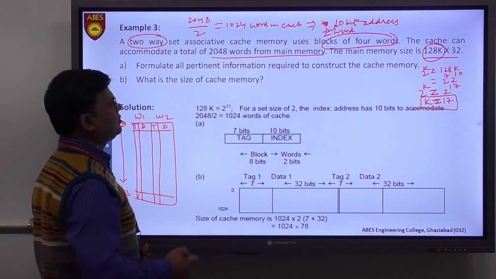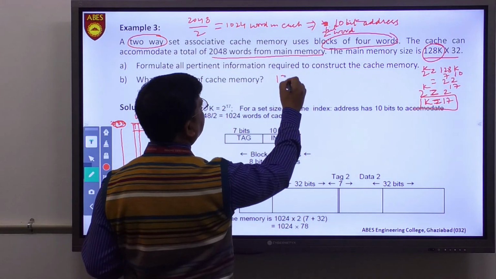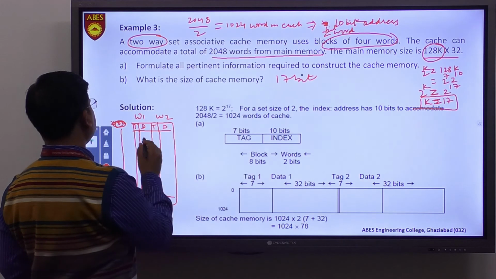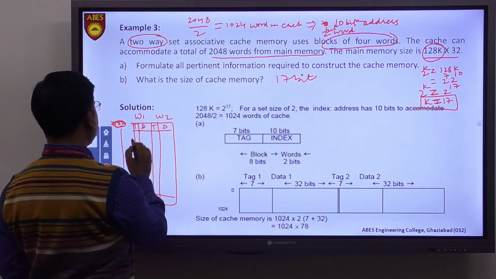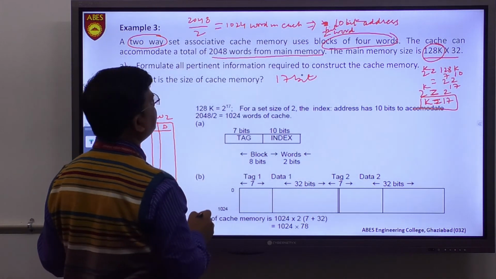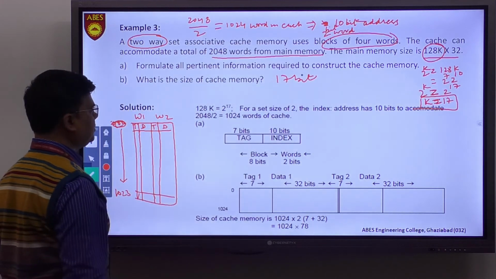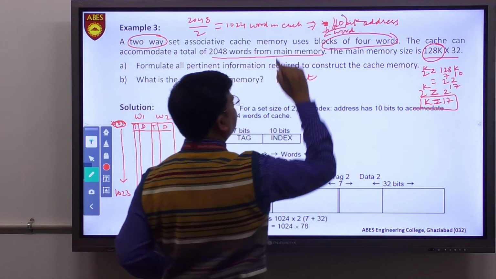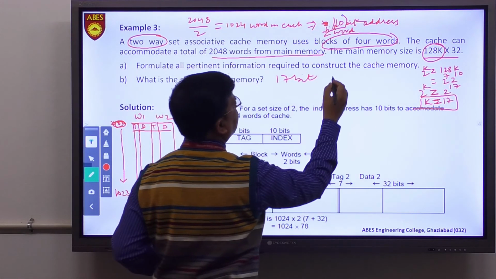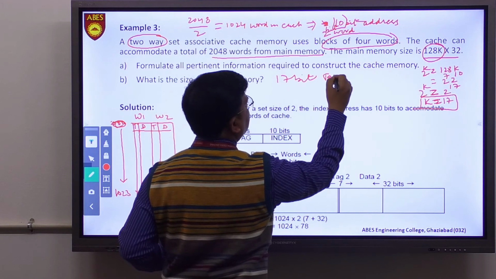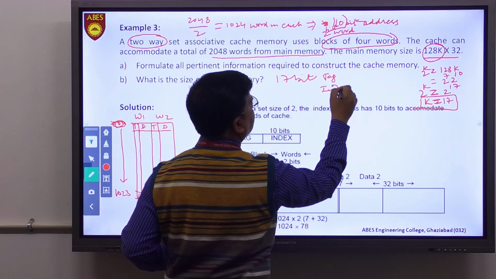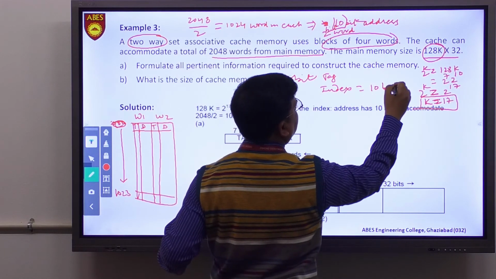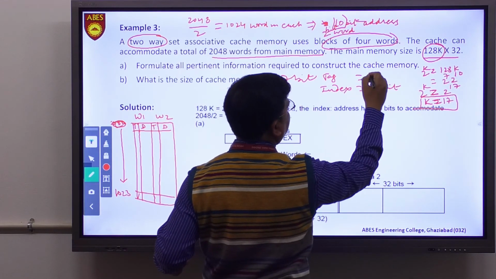In this case, the total size of address is 17 bits. Since there are 1024 indexes in the cache memory, therefore 10 bits will be the size of an index. So it will be divided such as tag, index. So index will be what? 10 bits. Remaining 7 bits will be the tag.